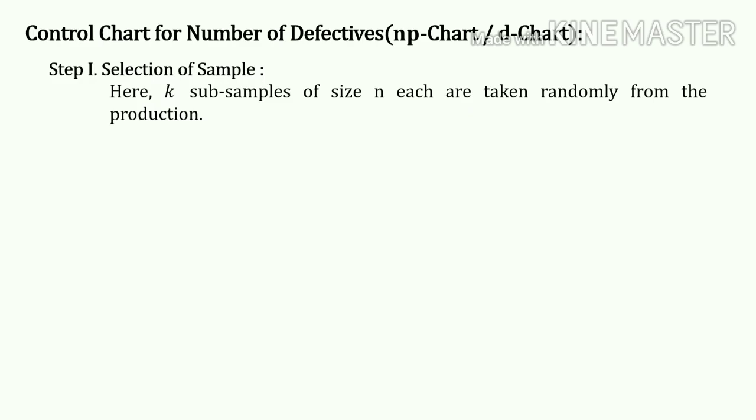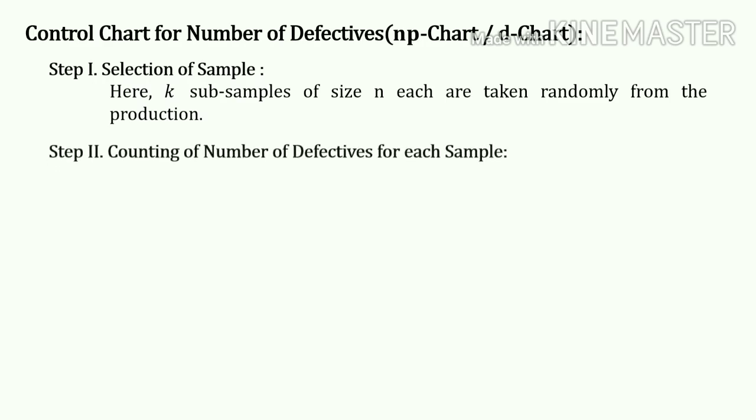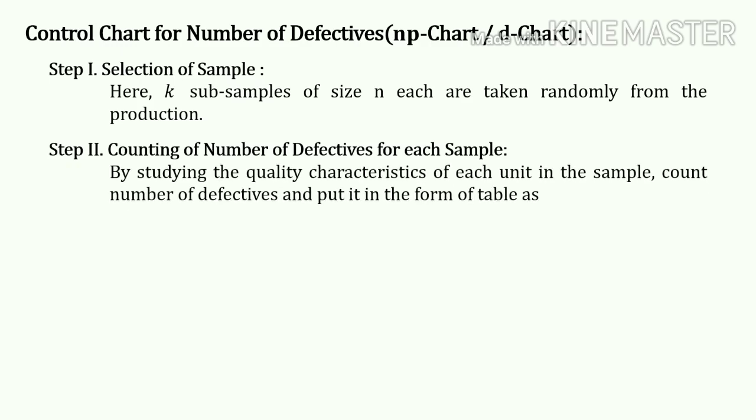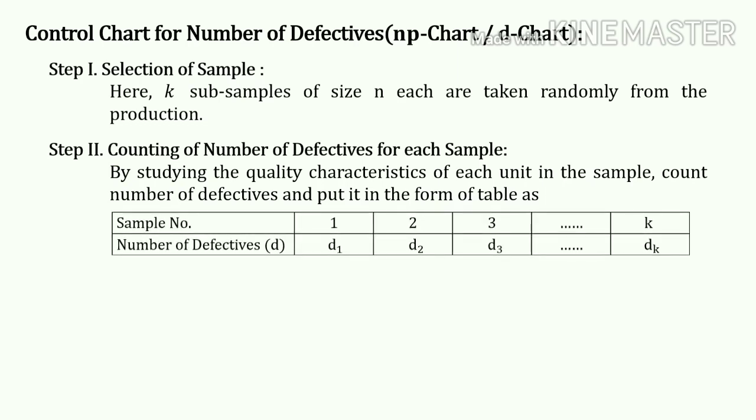Step 1. Selection of sample. First, we have to select k subsamples, each of size n, randomly from the production process. Here note that the sample size n for each sample should be the same. Step 2. Counting of number of defectives for each sample. By studying the quality characteristics of each unit in the sample, we have to count the number of defectives and put it in the form of a table as sample 1, 2, 3, and so on up to k, with respect to their number of defectives, that is for sample 1 it is D1, for sample 2 it is D2, and so on up to the kth sample it is Dk.